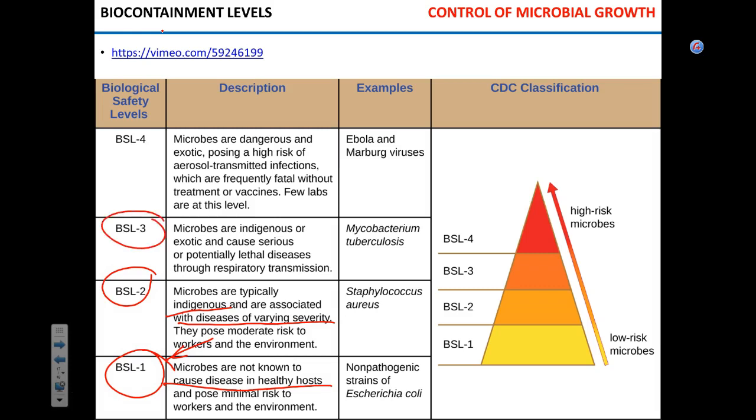Now, BSL-3 pathogens are supposed to be worked with using personal protective equipment, like this Tyvek suit. Okay? Microbes can be either indigenous, like Mycobacterium tuberculosis, or exotic, like yellow fever. And they usually cause serious, but mostly treatable or preventable disease.